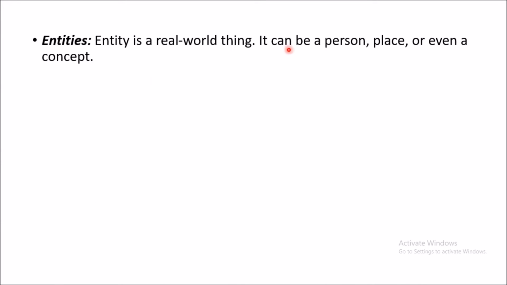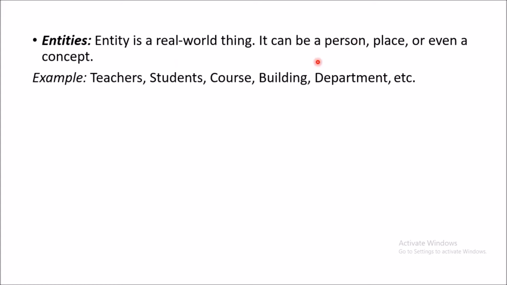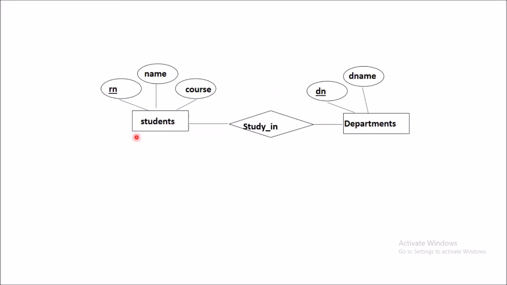Entity is a real world object. It can be a person, place, or even a concept. For example, teacher, student, course, building, department, etc. are the entities. As I showed in the diagram, student is an entity and we represent student in a rectangle.